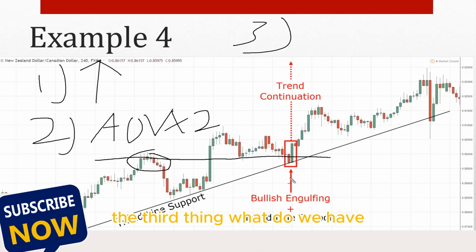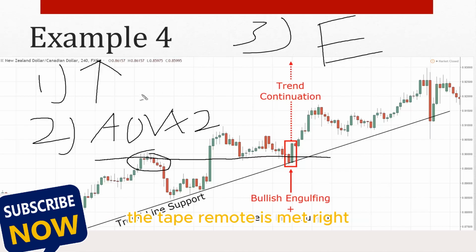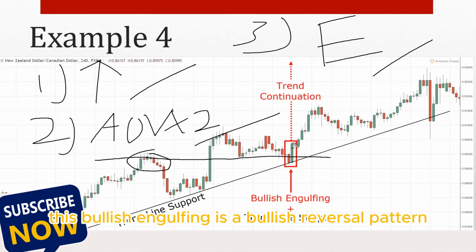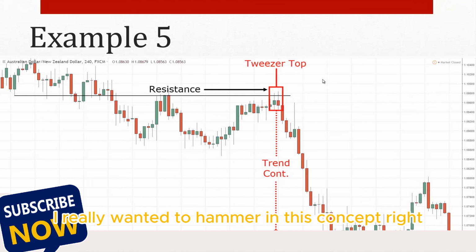The third thing, what do we have? A bullish engulfing pattern, right? We have this. So this is your entry trigger. Again, the framework is met: uptrend, area of value, entry trigger. This bullish engulfing is a bullish reversal pattern. Okay? Another example. I really want to hammer in this concept.